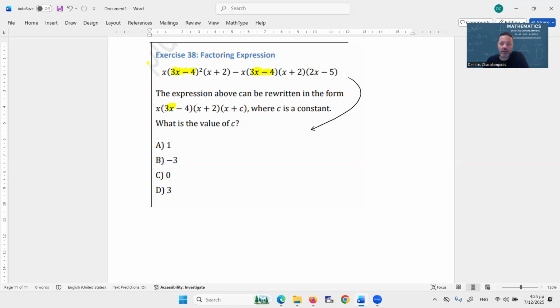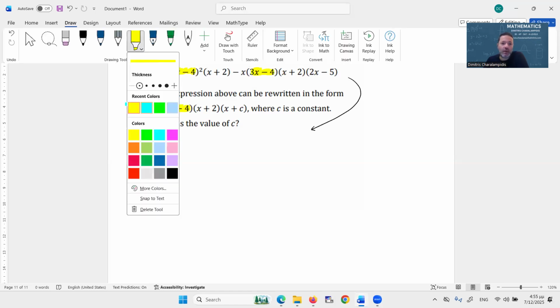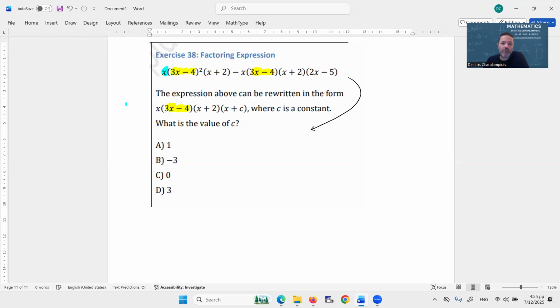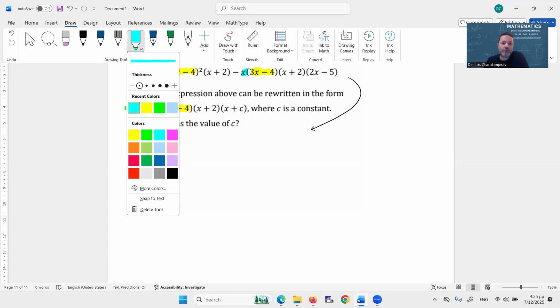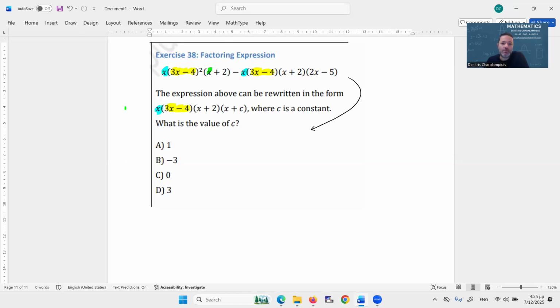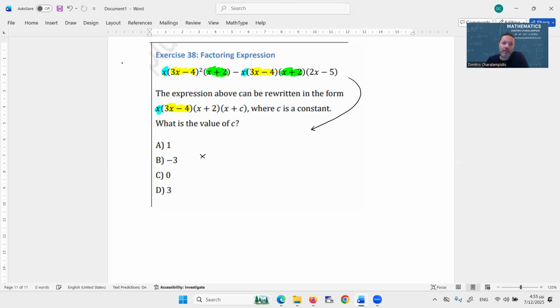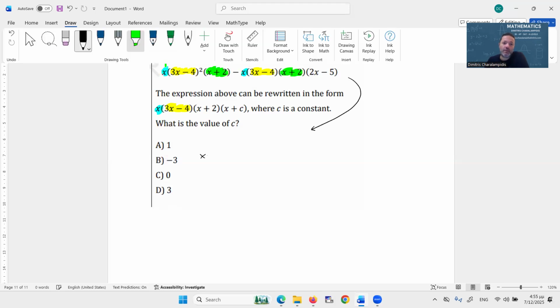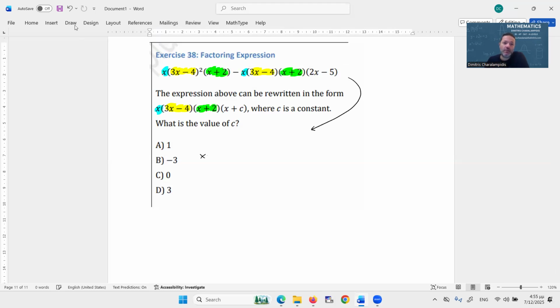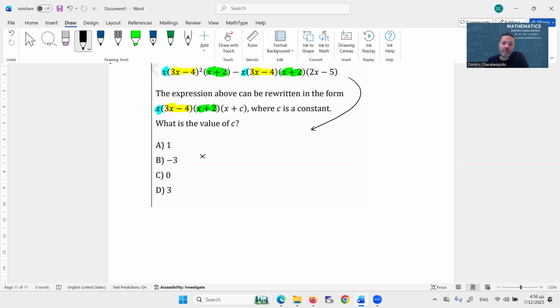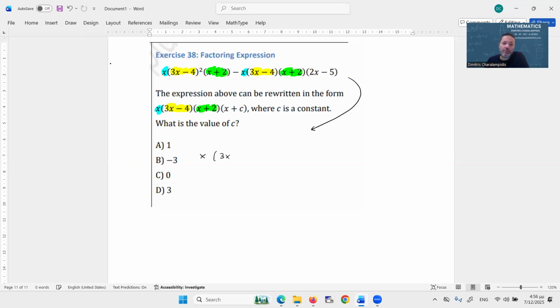So they have that. Both have also an x here and here. Both have also an x plus 2, so here and here, and then the remaining parts. So let's start from this. X. Let me write that as x plus 2. So it's x times 3x minus 4 times x plus 2.